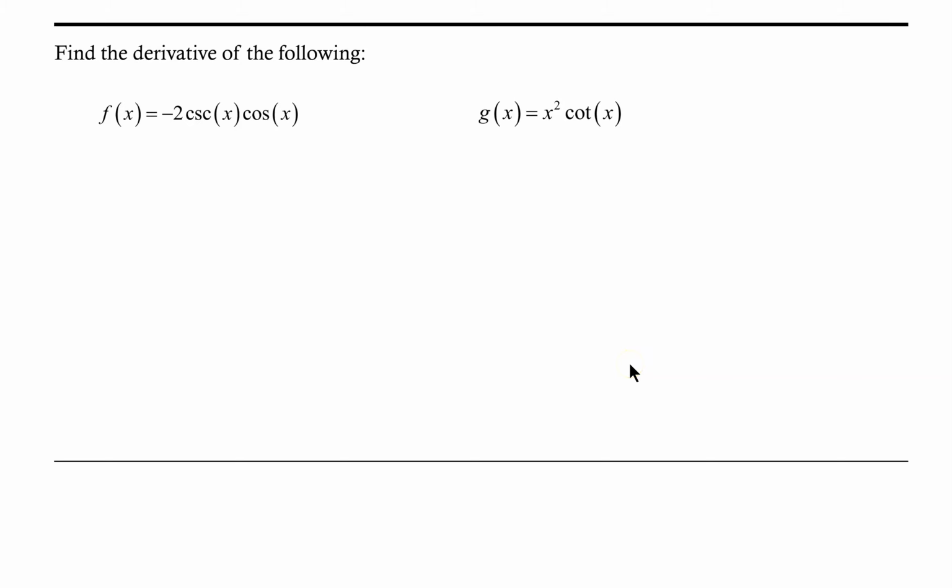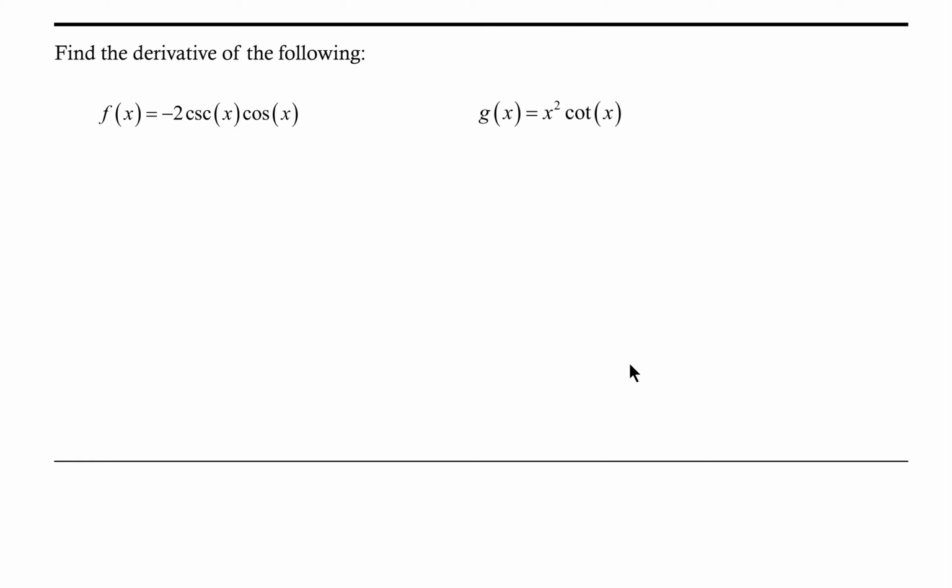Let's take a look at the derivative of some functions that involve cosecant of x and cotangent of x. As we go through these examples, we will be using various differentiation rules such as the constant multiple rule, product rule, and so forth. So let's go ahead and get started.